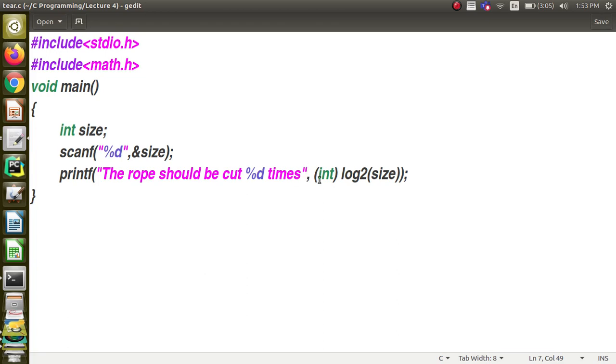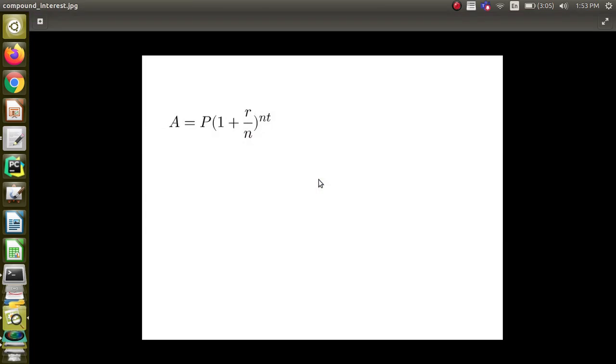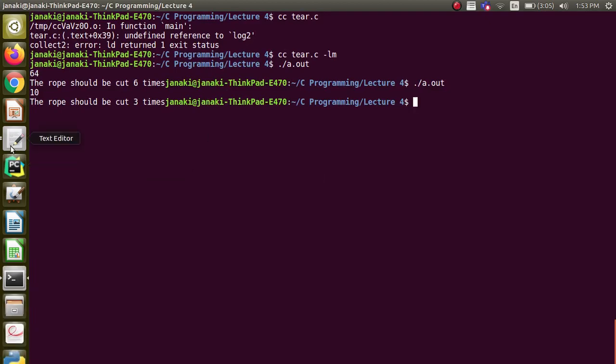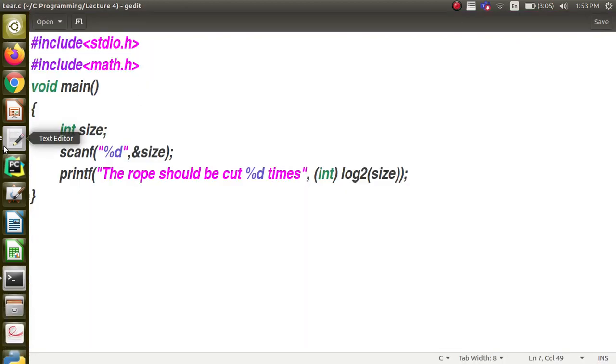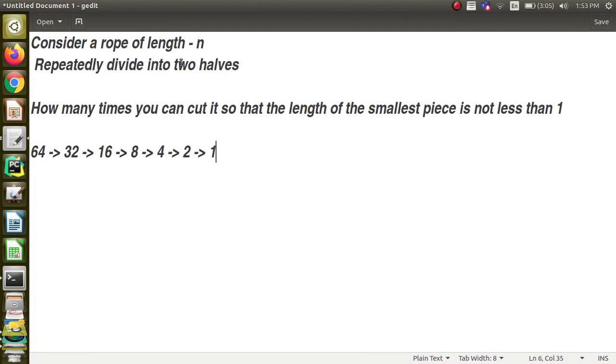Okay, and now I make a small variation in the question. What I do is, instead of cutting it into 2 equal halves, I am going to cut it into 3 equal pieces. In that case, what should we do? How can we find the solution?